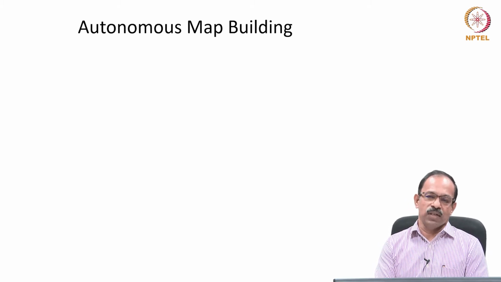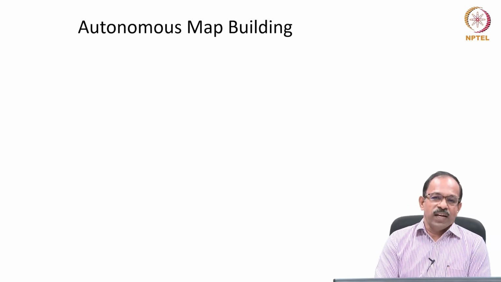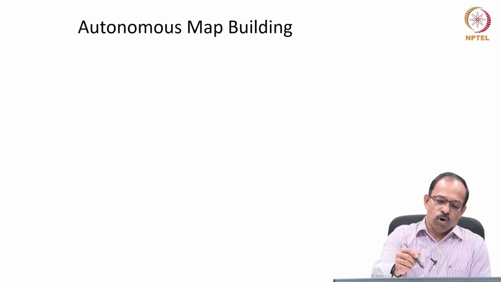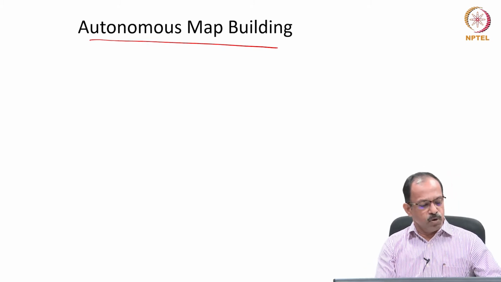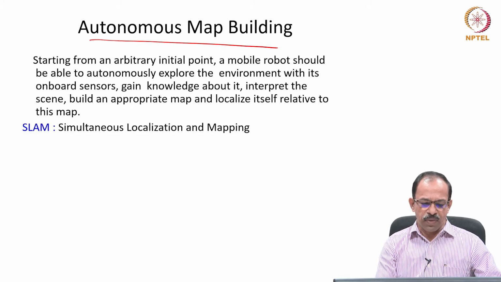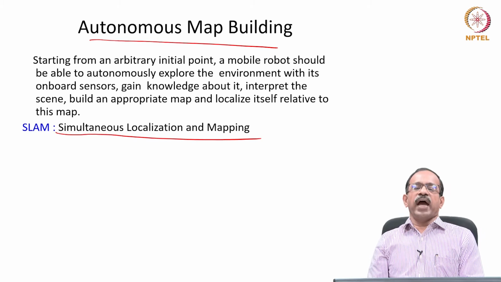So, in such cases, the robot needs to do localization, and at the same time it has to do map building also. It has to build the map and then localize itself in that map. This is basically known as autonomous map building and localizing itself. So, you need to do both map building and localization. This is basically simultaneous localization and mapping.